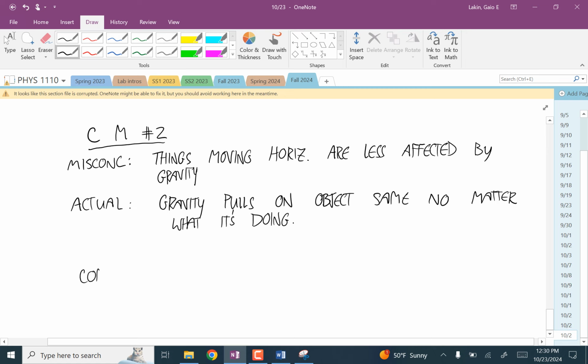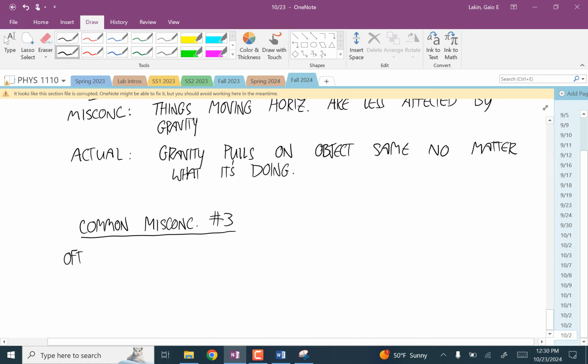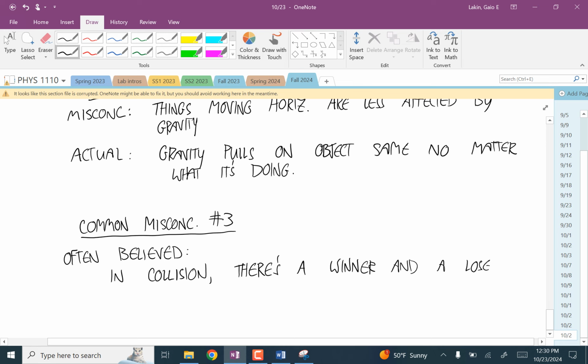Okay, so common misconception number three. It's often believed that in a collision between two objects, there's a winner and a loser, and the winner applies a bigger force to the loser than vice versa.